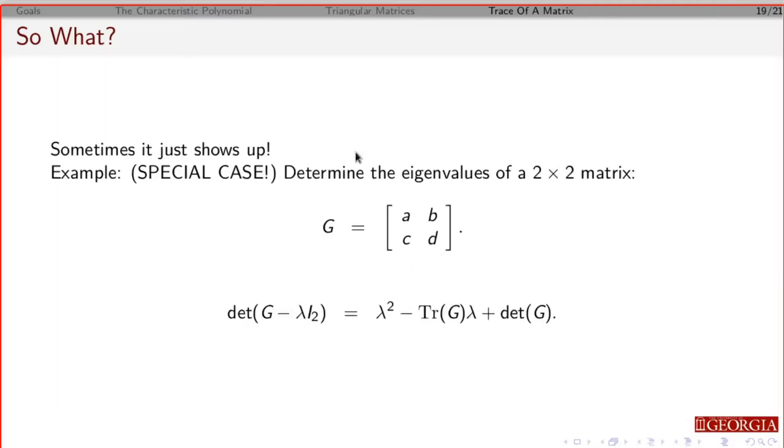All right. So in the case of a 2x2 matrix, I can't emphasize enough, this is a special case. This does not generalize well, but the characteristic polynomial can be written like that. So let's look at a couple examples.